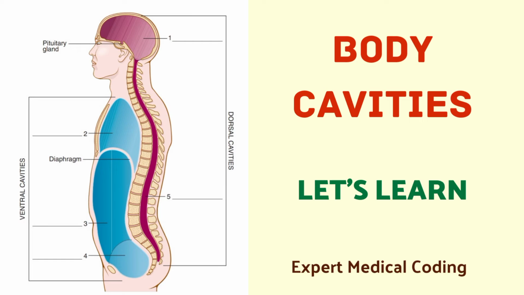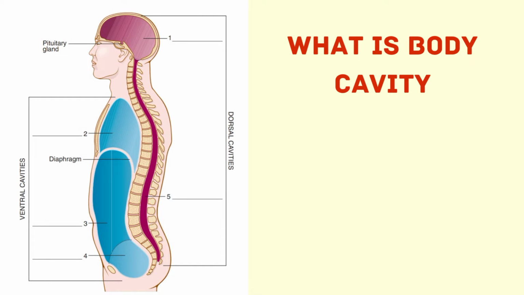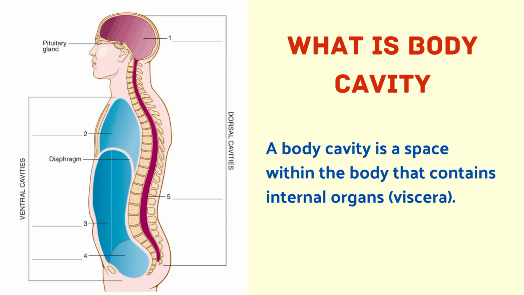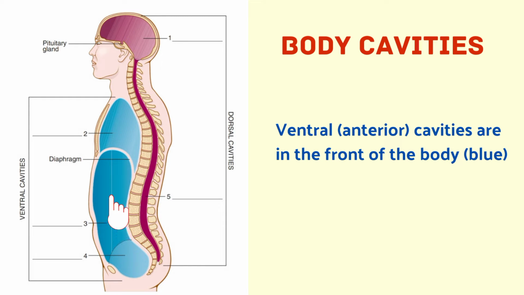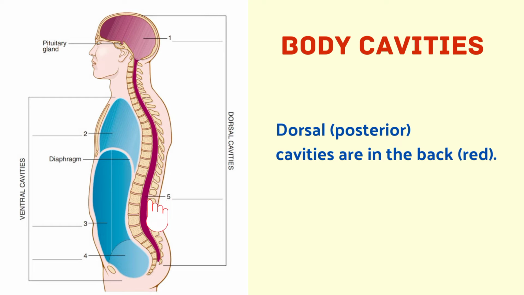In today's video, we are going to learn about body cavities. So let's get started. What is a body cavity? A body cavity is a space within the body that contains internal organs called viscera. As you can see in the image, the ventral cavities are in the front of the body, highlighted in blue, and the dorsal cavities are in the back, highlighted in red.